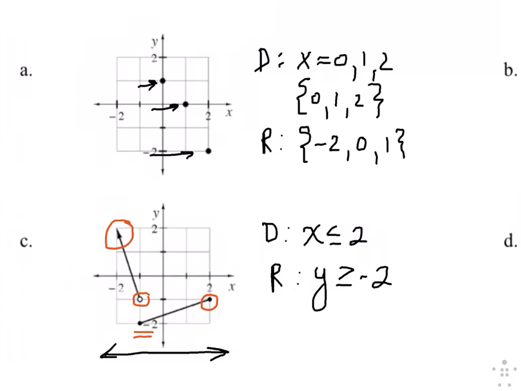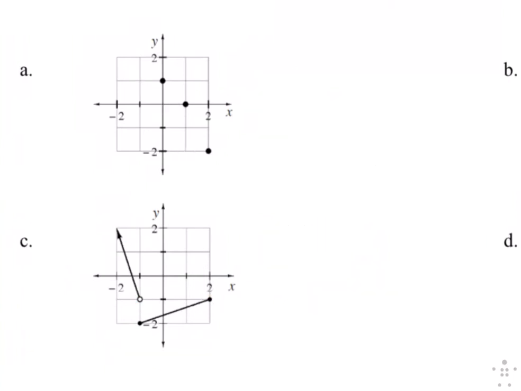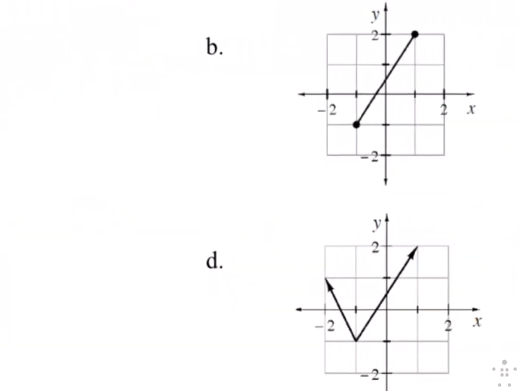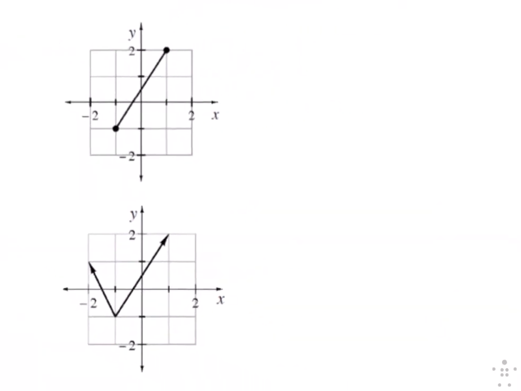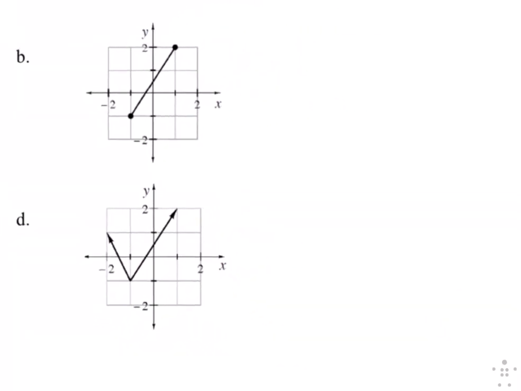Okay, let's do B and D. So let me clear this and move it over here to B and D. Right? Here's B and D. Okay, so B and D. So the x goes from here to here, right? Inclusive, right? So the domain goes from, what is that, negative 1, less than or equal to x, which is less than or equal to 1.